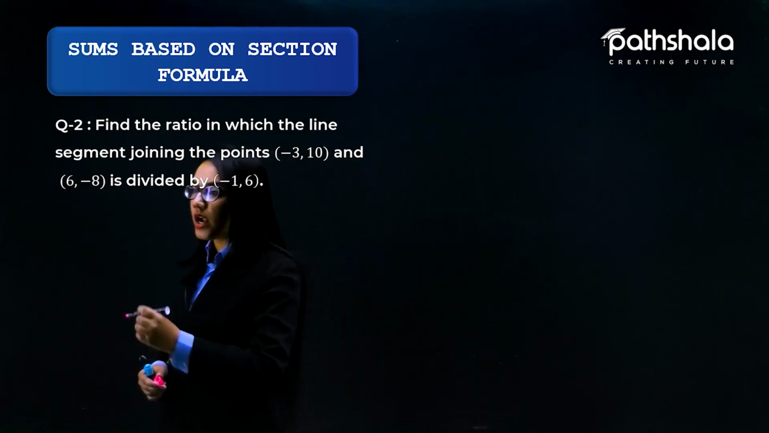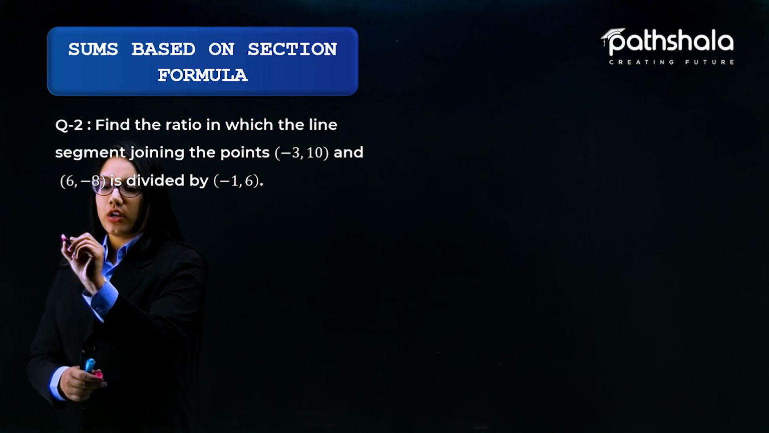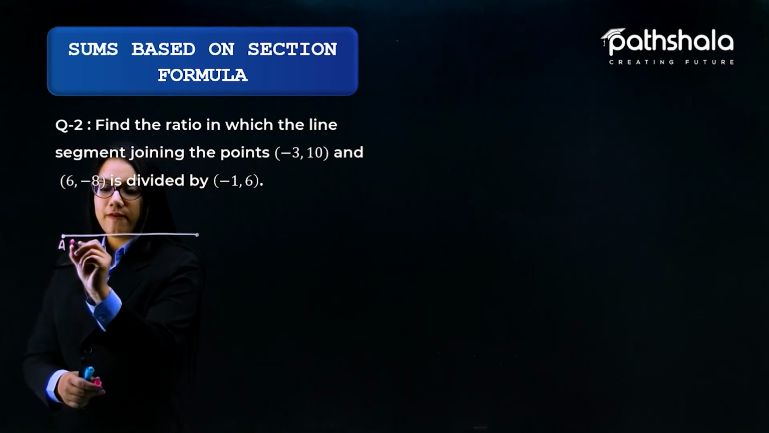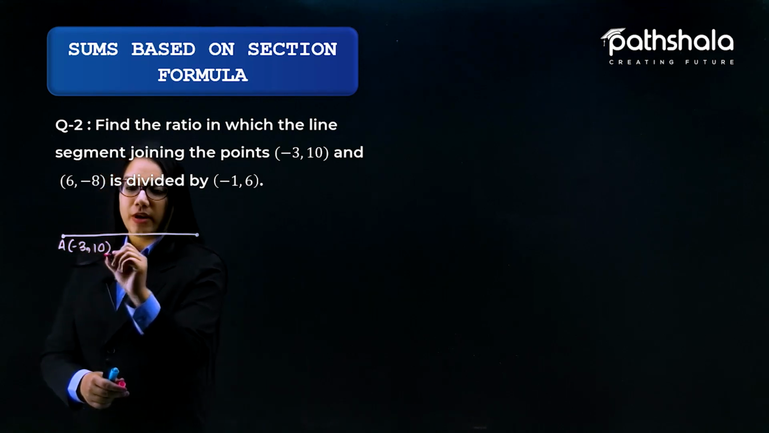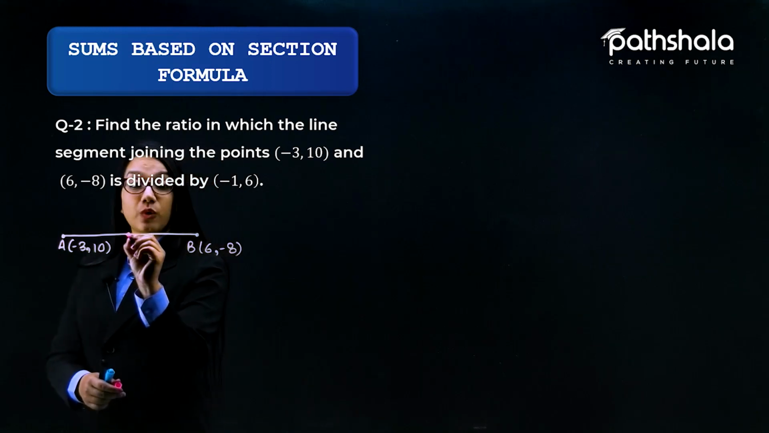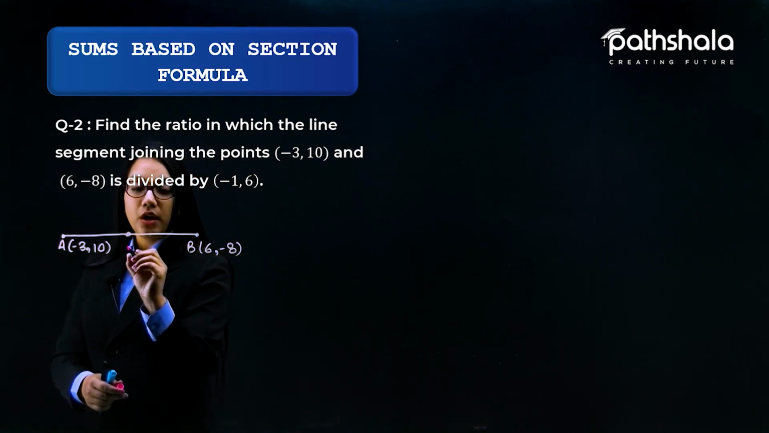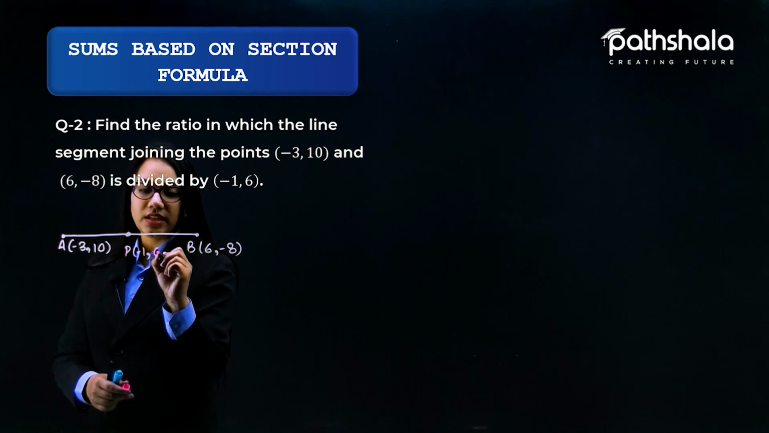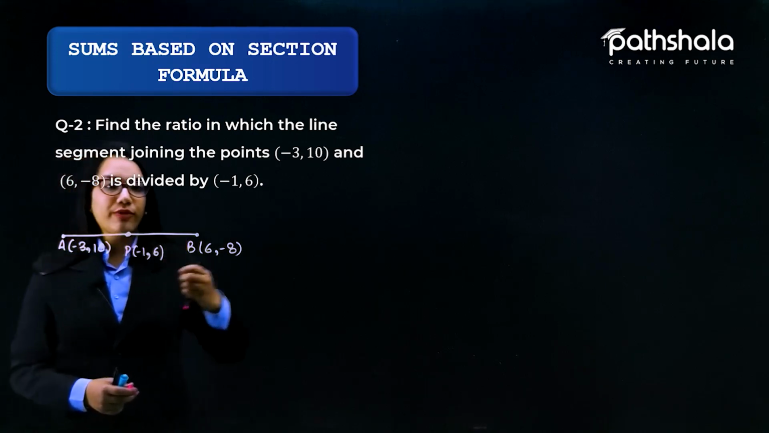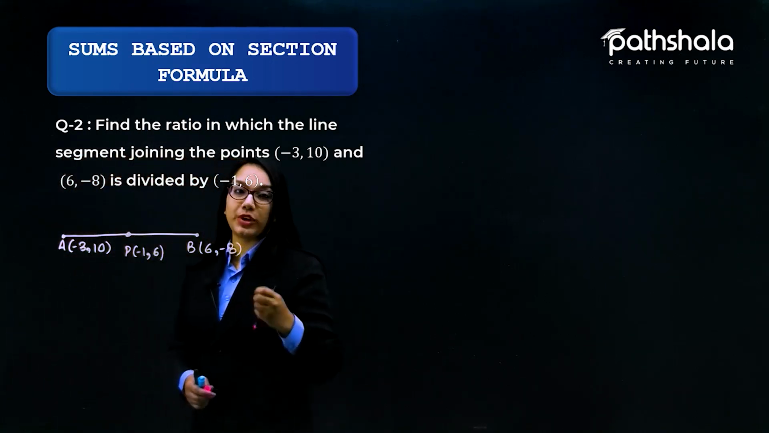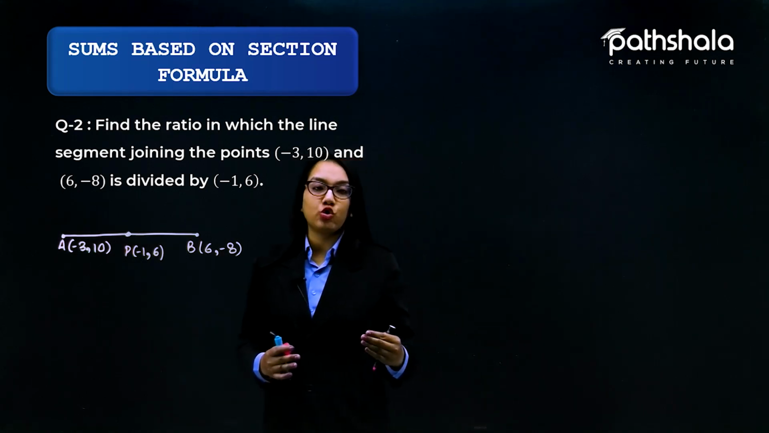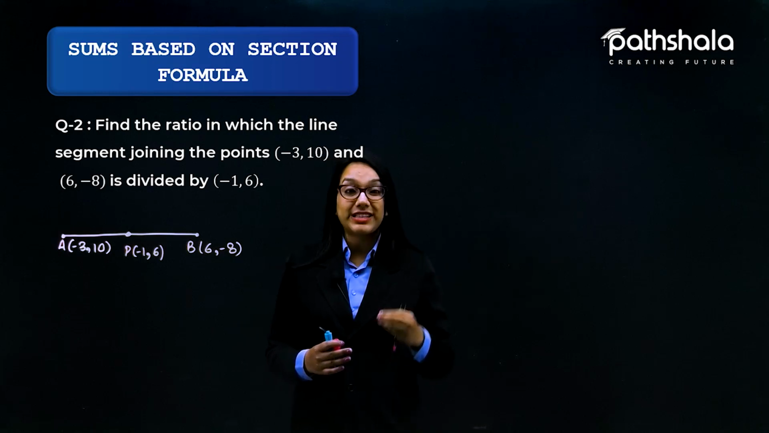Let us start this question by taking the points as A and B. Let A be (-3, 10) and B be (6, -8), and the coordinates of the point P are already given to us, which is (-1, 6). We have to look for the ratio. Whenever we have to find the ratio, always remember to take the ratio as K:1. So let's assume the ratio that we want to find out as K:1.